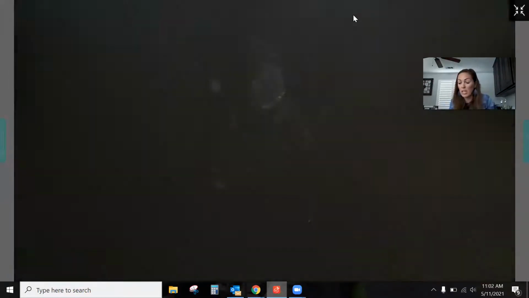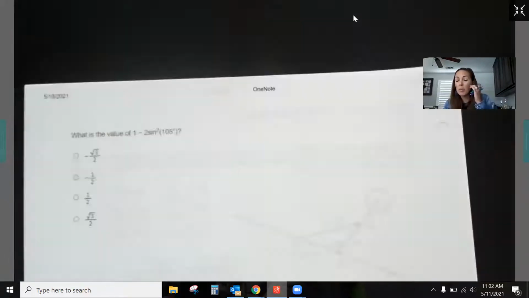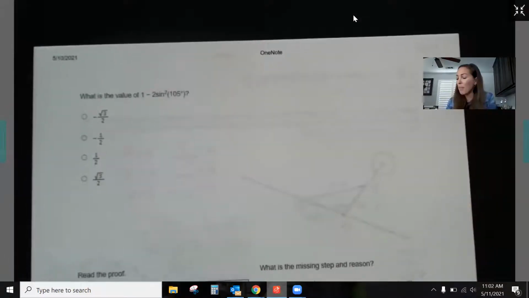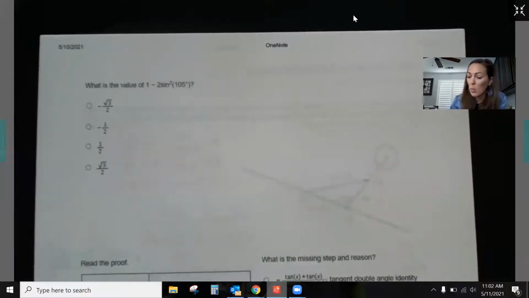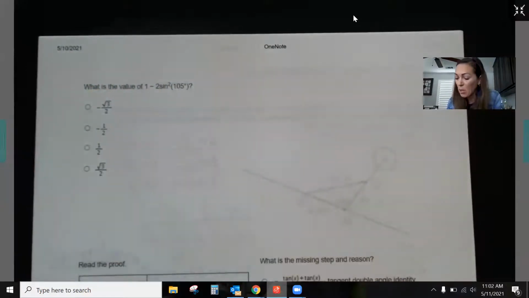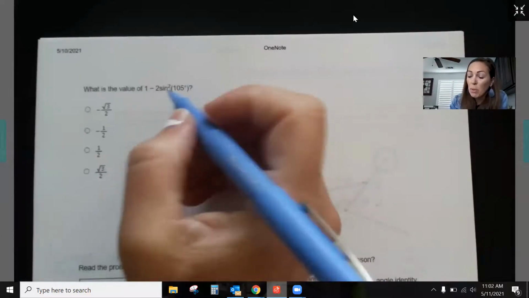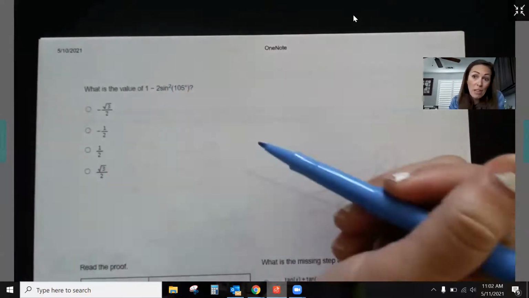Now we're going to trig. This is probably one of the hardest ones, I think, because it contains two steps. So it says, what is the exact value? And so you could actually plug this into a calculator and figure it out that way.